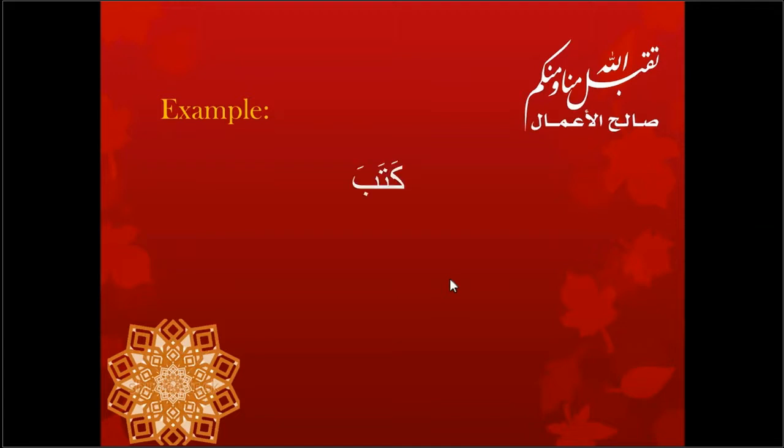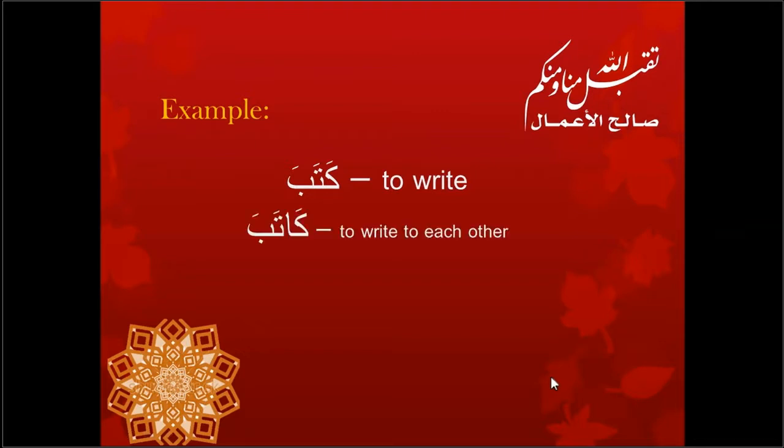So here we have one of our favorite roots, right? Kataba. Kataba, of course, the measure 1 of this is to write. Hopefully you remember, right? Really basic kind of verb. Okay, so first of all, what would the measure 3 look like? Exactly. Kaataba, again, with this aleph in it. Now, this is now part of this word. And the meaning is going to be to write to each other.